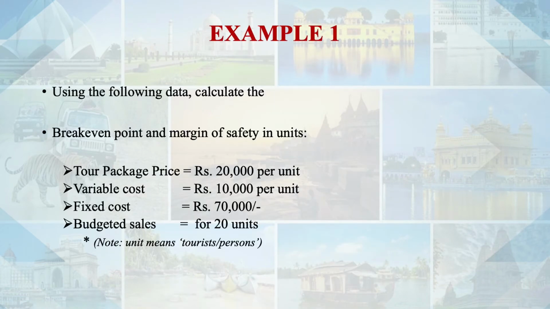Likewise, you must have heard that they are saying that a minimum number should be there, otherwise the tour will be cancelled, and that the producer needs to identify. So the tour package is 20,000 rupees per unit, per pax, which is the terminology used in tourism. Per person 20,000 rupees, variable cost 10,000 per unit, per person, per tourist.